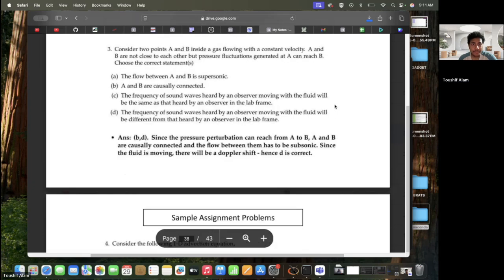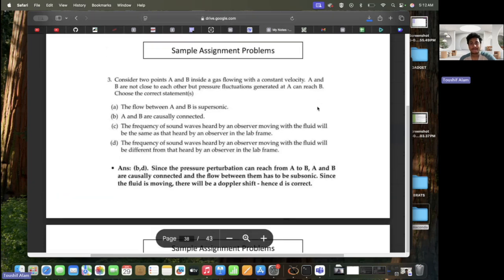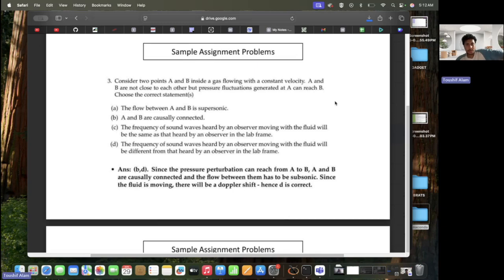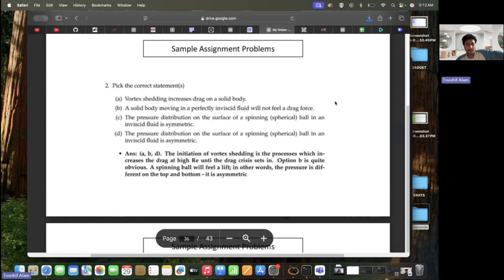And then question number 3, inside the gas flow in the constant velocity, pressure fluctuations can reach there. So you can understand, suppose in a fluid there is some fluctuation at some point, and that reaches immediately to another point, so that means the fluid is subsonic. Before the information gets there, the fluid is connected, so the pressure is balanced. So that's why for this connection there should be subsonic, and Doppler shift will obviously be there. The question is simple if you think that way.